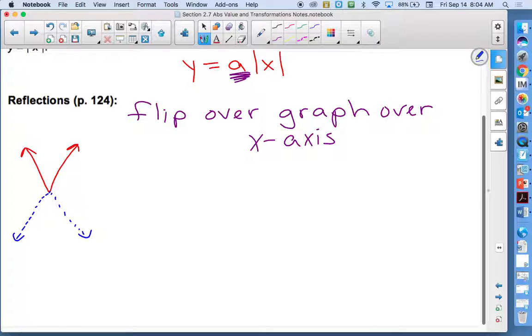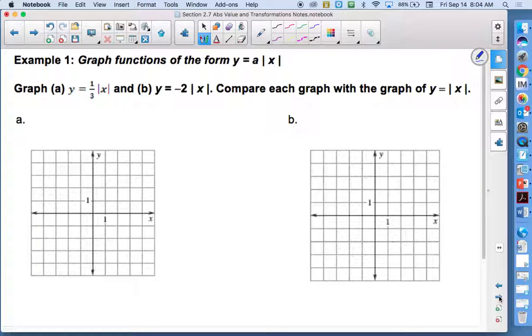Do they have the same vertex? Yep, it's going to be the exact same vertex, it's just going to flip down. So same shape, same point, it's just flipping down. Now I think we have a graph to look at. Alright, so it says graph the functions of the form y equals a times the absolute value of x. So the first one we have is graph y equals 1/3 times the absolute value of x.